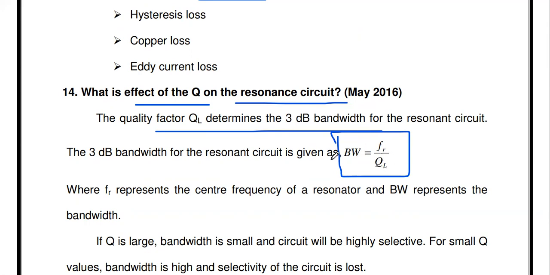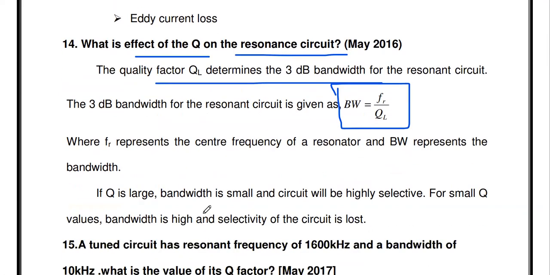Okay, it is not a highly selective circuit. That is a relation. So if Q is large, the bandwidth is small. So the circuit will be a highly selective circuit.